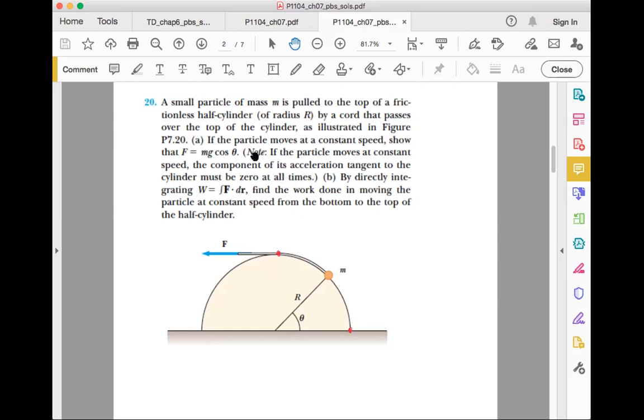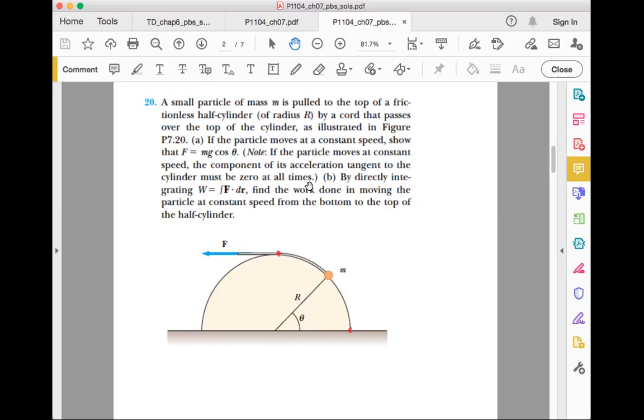And they just give you a hint: if the particle moves at constant speed, don't forget that the component of its acceleration that is tangent to the cylinder must be 0 at all times. And we know from the course that if you have a particle moving at constant speed along a circular path, then the tangential acceleration of the particle is 0.